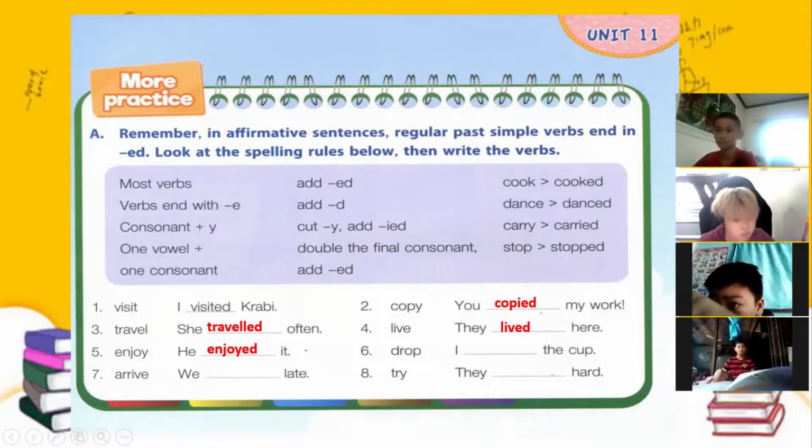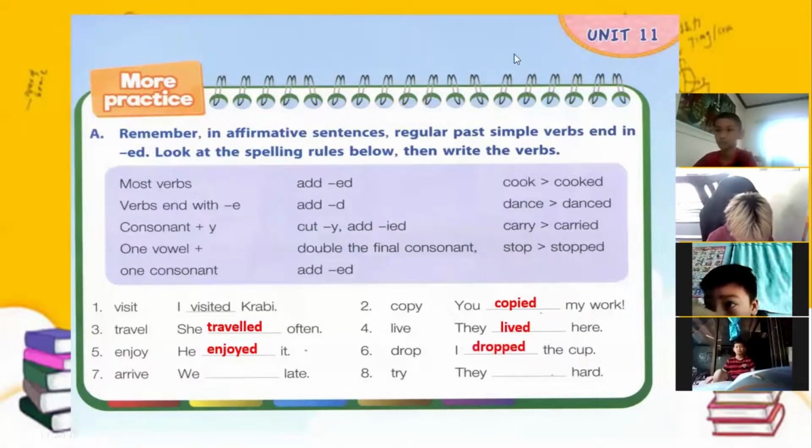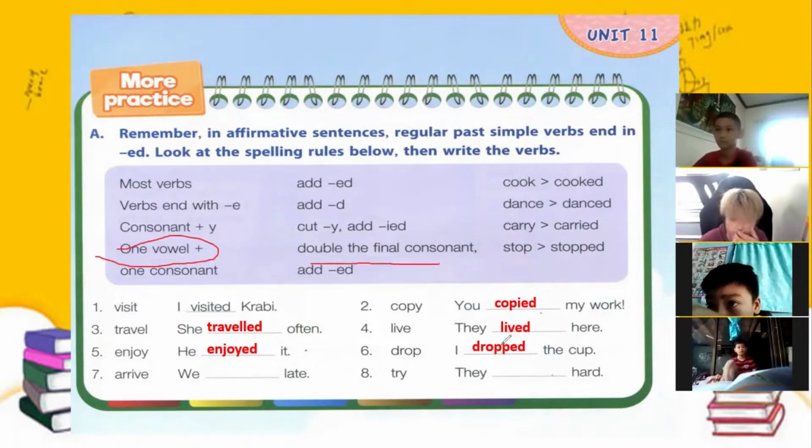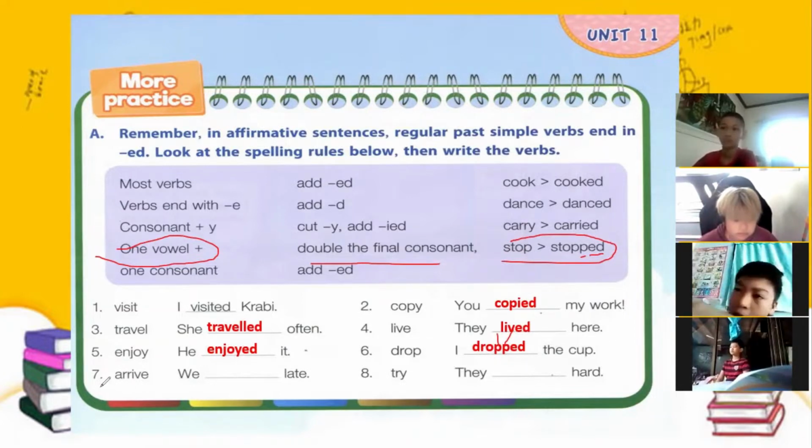Students, answer me. Don't be quiet. I drop the cup. Students, I dropped. Very good. Dropped. Here you can see which rule: one vowel plus double the final consonant. So here you see the final consonant P and we just make it double. Like for example, here you can see stop. So we add another P and then ED. So similar like that, I dropped the cup. Okay, second last, arrive.